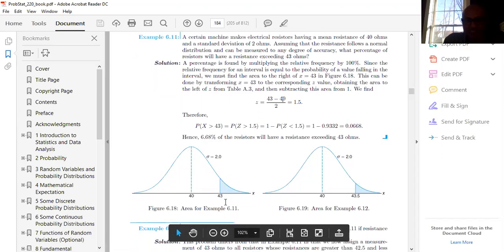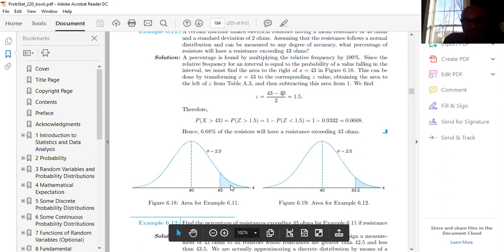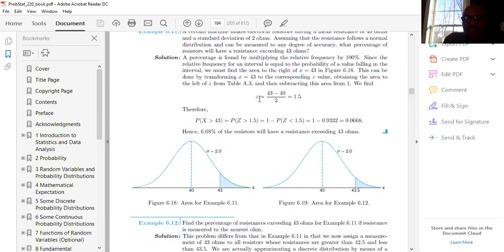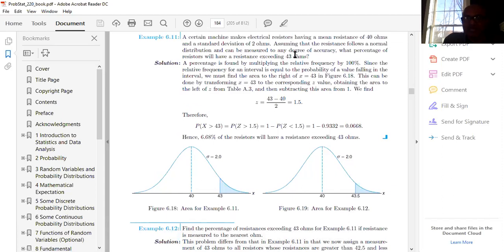Without a picture, you cannot work, so please keep this in mind. So more than 43 means this part. Okay, fine. Again, you can use the Z value, where X is equal to 43, nu equal to 40 and sigma equal to 2, so Z is 1.5. X greater than 43 is equivalent to Z greater than 1.5, and that is nothing but 1 minus the probability of Z less than 1.5. You know that Z less than 1.5 is given by the table. This is the probability, or you can say percentage: 6.68% of the resistors will have a resistance exceeding 43 ohms.